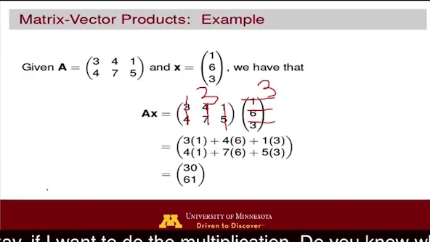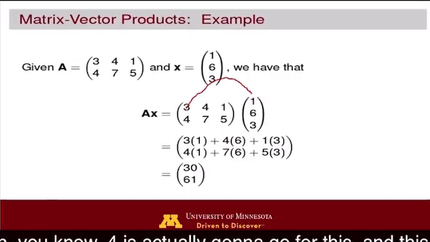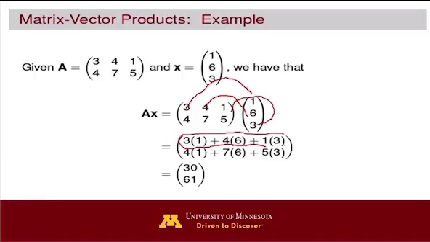If I want to do the multiplication, do you know what I'm going to do? 3 is going to go for that. 4 is actually going to go for this, and this is going to go for that. Then I'm going to add them up. Can you see that? Then I'm going to do the same. 4 is going to go for 1, 7 is going to go for that, and at the end of the day, this is what I got.